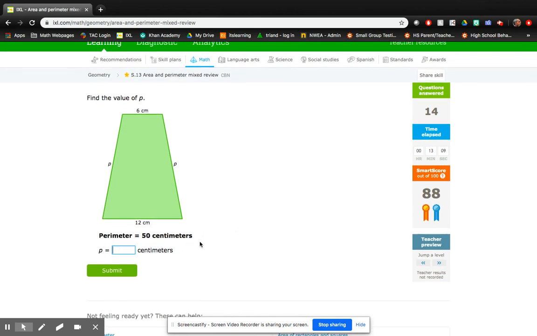This is a perimeter question, and so adding up all the sides and setting it equal to perimeter. So you would think about it like 6 plus p plus 12 plus p is going to be equal to 50.